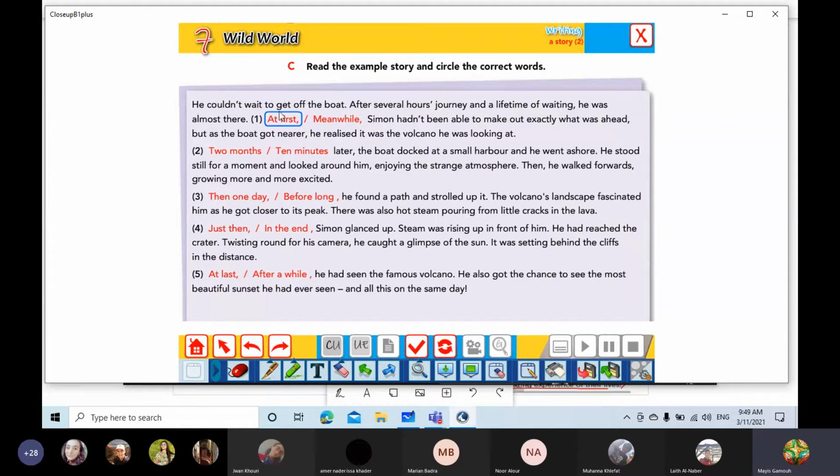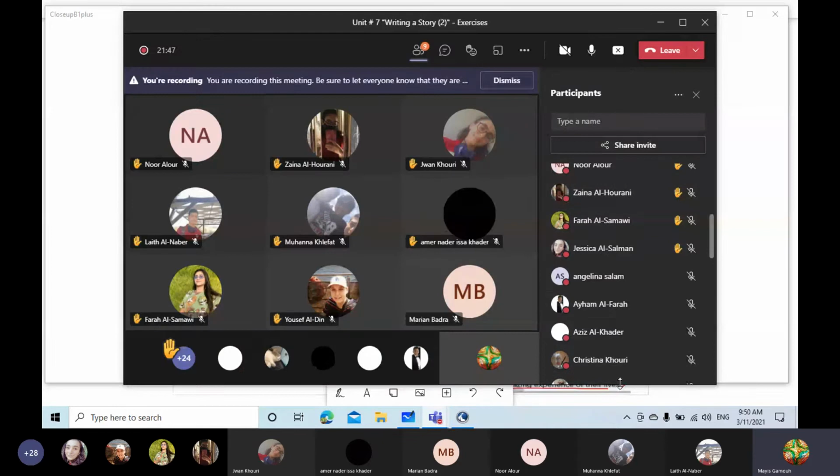Okay, at first, because it is the beginning paragraph, Simon hadn't been able to make out exactly what was ahead, but as the boat got nearer, so okay, from far he didn't know what he was going to, but when the boat got nearer, he realized it was the volcano he was looking at. So he realized, he recognized that the thing in front of him was a volcano. Thank you.